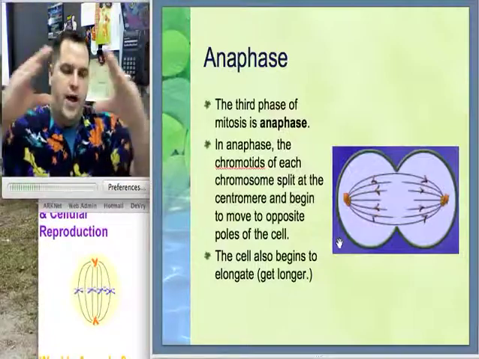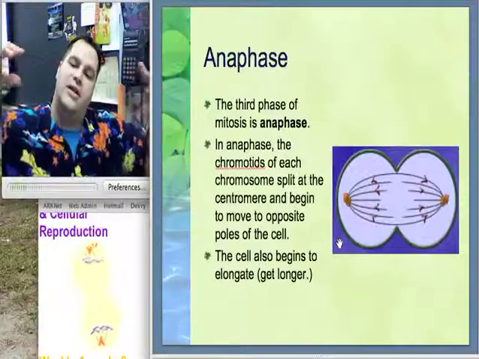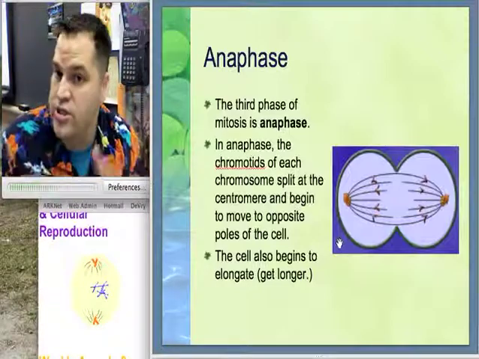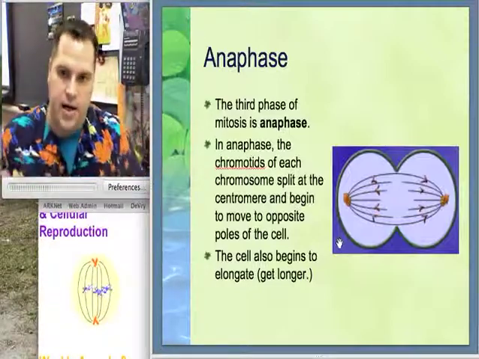Okay, so we're going along. And then what's going to happen is as they move apart, the cell is going to elongate. It's going to get longer. Okay, and then each cell has one set of chromatids.